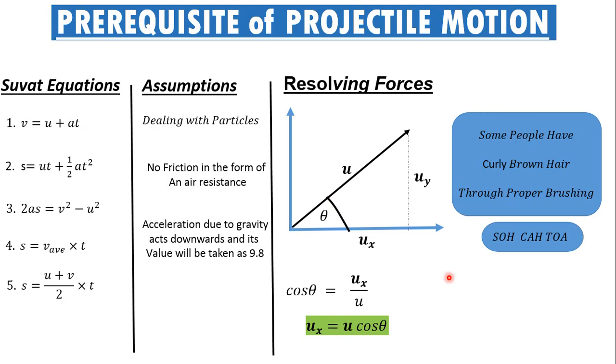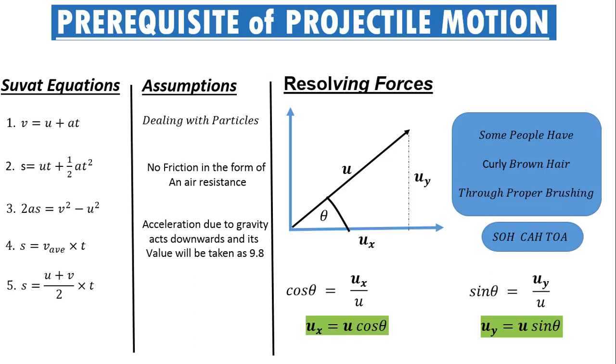Now if we consider sine theta, that equals perpendicular over hypotenuse, and perpendicular in our case is the y component of U, divided by the hypotenuse, that is U. Now if we need to find the vertical component, that will be equal to U times sine of theta.